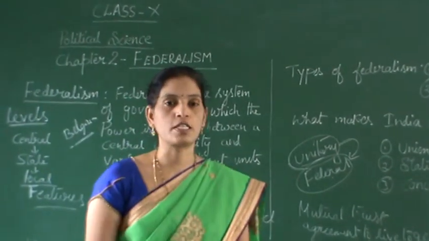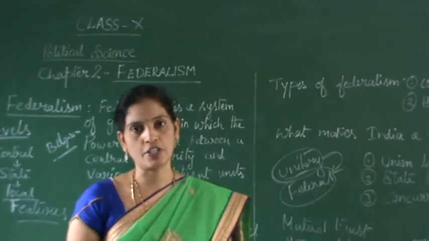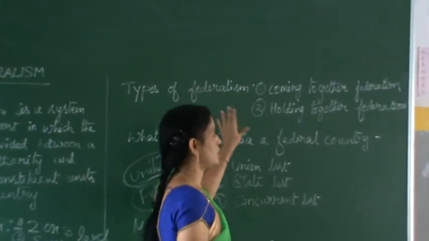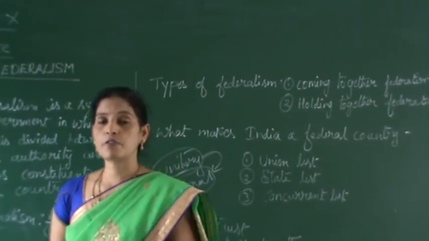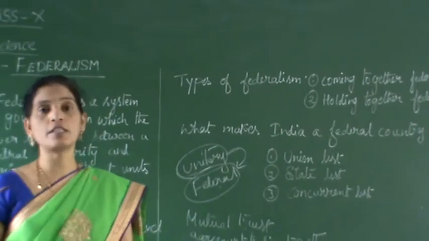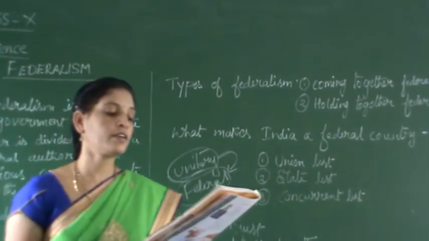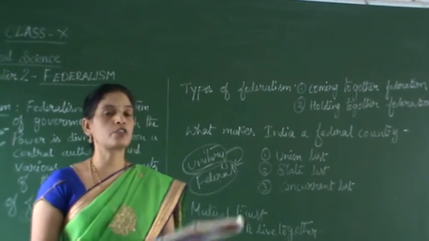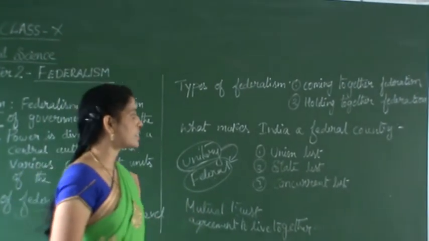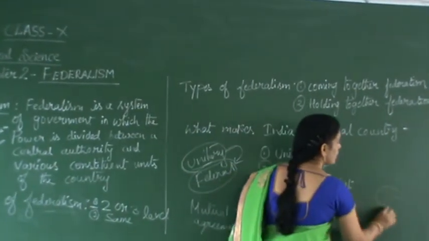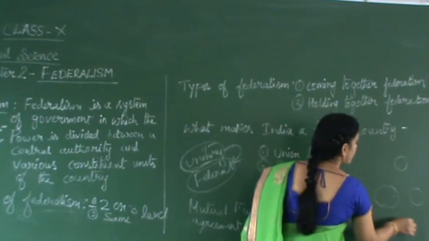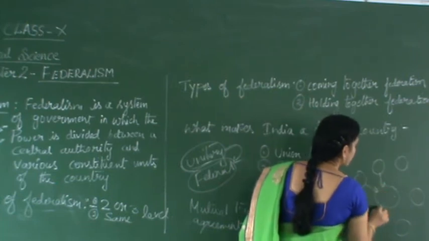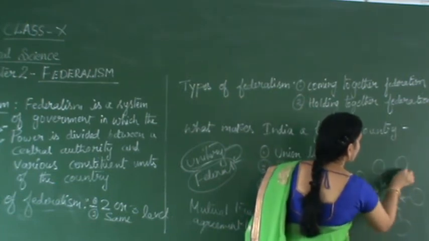Coming to the next concept, that is types of federations. Generally we have 2 types of federations. Those are coming together federation and holding together federation. These are 2 kinds or 2 routes of federation. The first route includes independent states coming together and forming a government. All the independent states come together and form a big government. This is nothing but coming together federation.